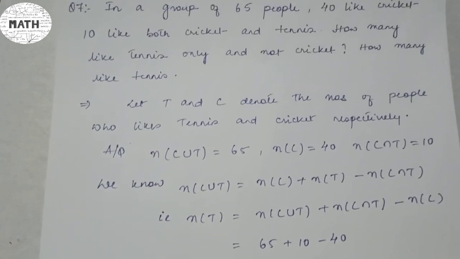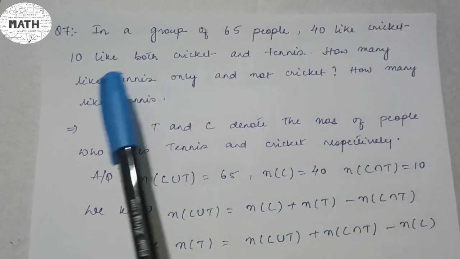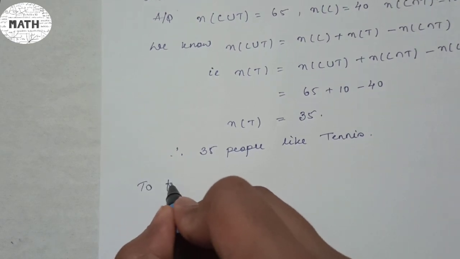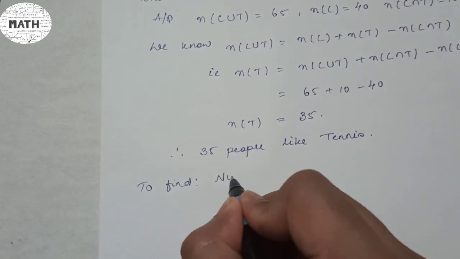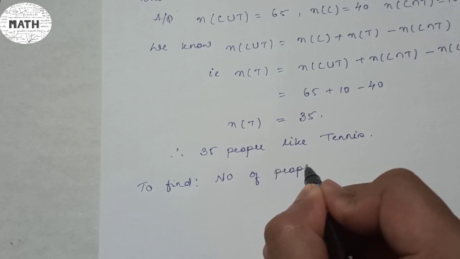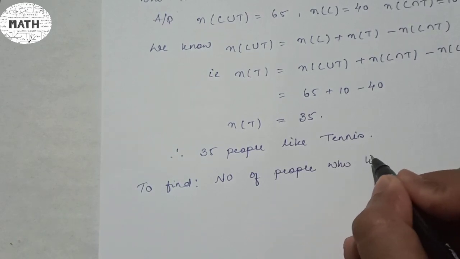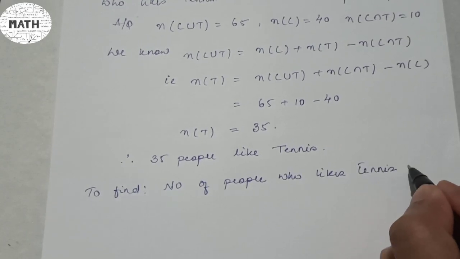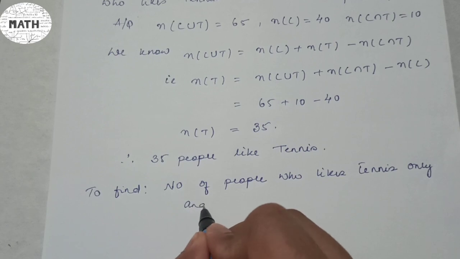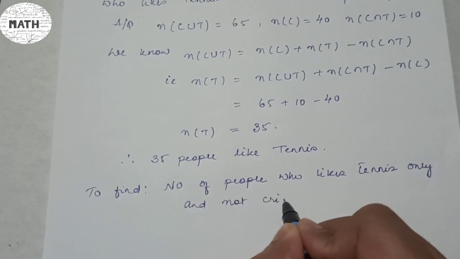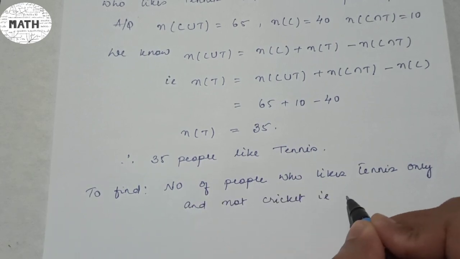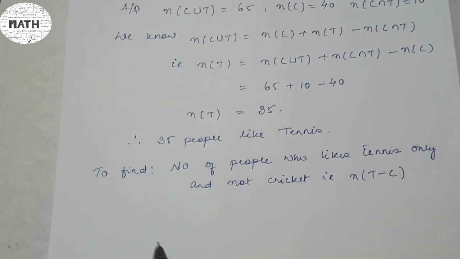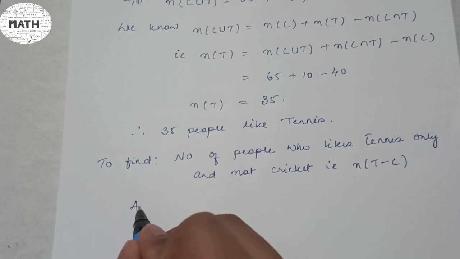Now the first part is done. Now I have to find how many like tennis only and not cricket. So to find the number of people who like tennis only and not cricket, I have to find t minus c, the number of people who like tennis only and not cricket.